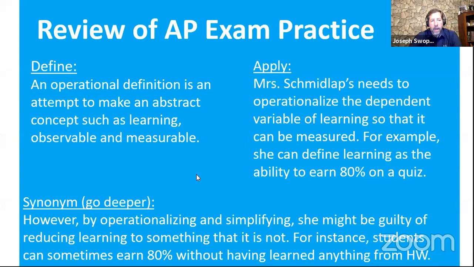Now we're going to define an operational definition. An operational definition is an attempt to make an abstract concept such as learning observable and measurable. And we're going to apply it. Mrs. Schmidlap needs to operationalize the dependent variable of learning so that it can be measured. For example, she can define learning as the ability to earn 80% on a quiz. Okay, so now that's measurable, right?